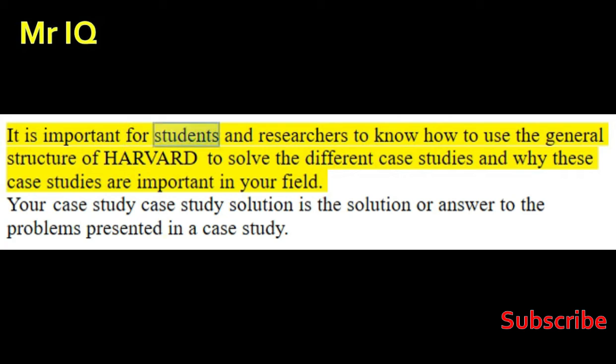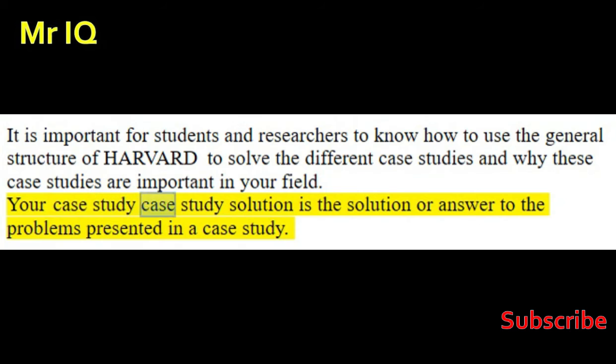It is important for students and researchers to know how to use the general structure of Harvard to solve the different case studies and why these case studies are important in your field. Your case study solution is the solution or answer to the problems presented in a case study.